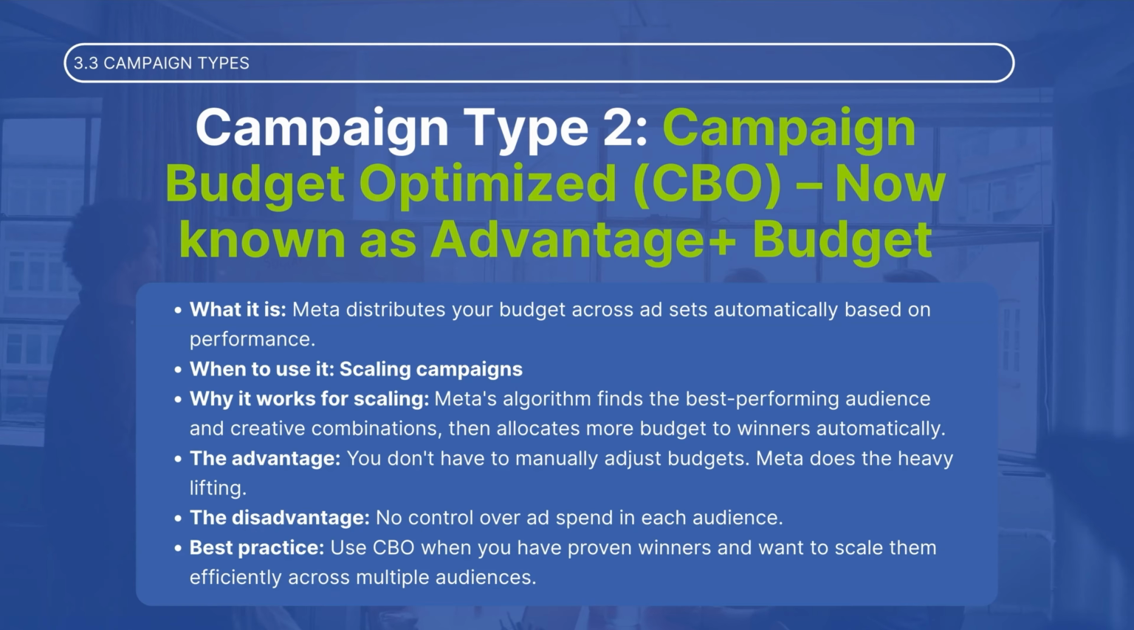The advantage. You don't need to manually adjust budget. Meta does the heavy lifting for you. The disadvantage. You won't have control over ad spend in each audience. Best practice. Use CBO when you have proven winners and want to scale them efficiently across multiple audiences. Only use CBOs for scaling. Never use CBOs for testing.